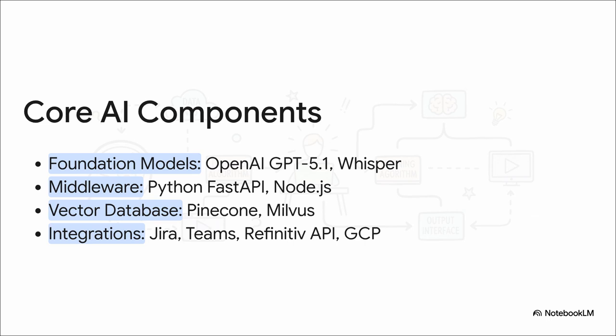First, you've got your foundation models like GPT 5.1. These are the brains of the operation that handle the heavy lifting and reasoning. Then you have middleware, like FastAPI, which you can think of as the nervous system that orchestrates the whole process. A vector database, like Pinecone, acts as the AI's long-term memory, helping it remember context from past conversations. And finally, the integrations are kind of like the hands and feet, connecting your AI to the tools you use every single day, like Jira and Teams.